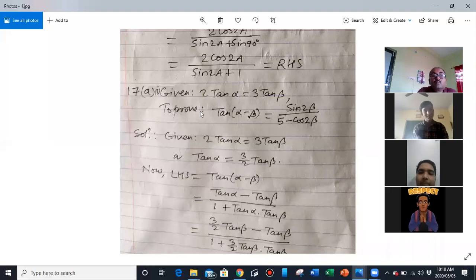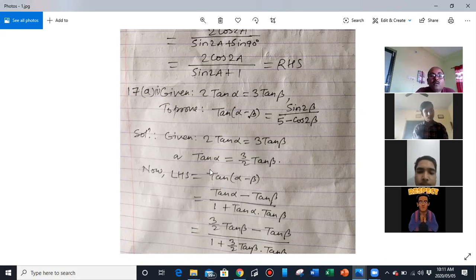Now see the question. The question was 2 tan alpha equals 3 tan beta. This is given. And you have to prove tan(alpha minus beta) equals sin 2 beta by 5 minus cos 2 beta. So now we will start from this given, 2 tan alpha equals 3 tan beta. So you can write tan alpha equals 3 by 2 tan beta.